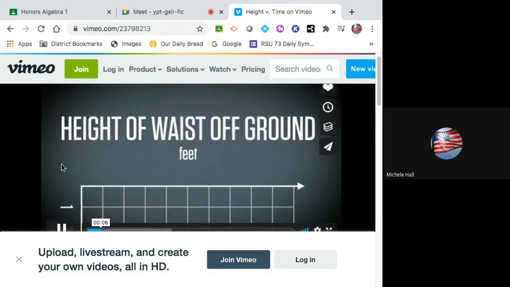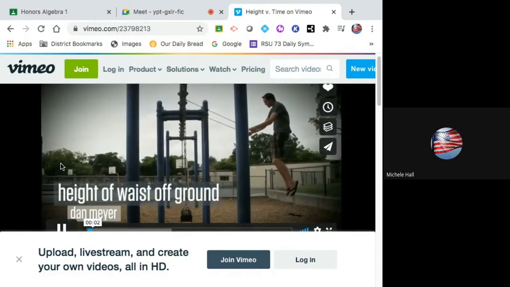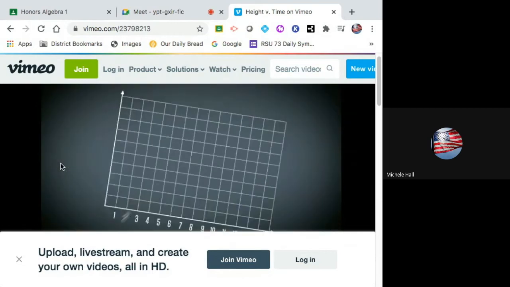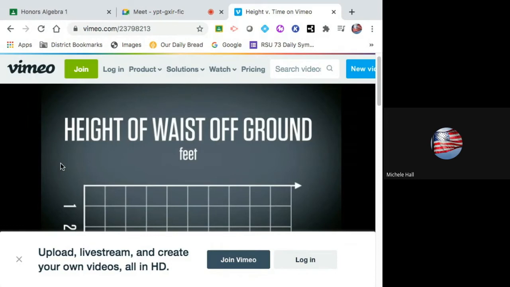So it's saying, okay, the y-axis is height of waist off of ground in feet. So on your y-axis, you're going to put down height of waist off ground. And that is in feet.